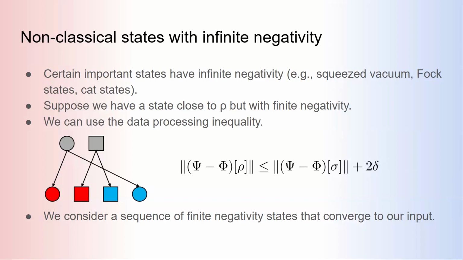Right? So suppose I have some sigma with finite negativity that is delta close to the rho with infinite negativity. I can apply this inequality. But then remember we don't want an additive constant. This delta looks like an additive constant because we'll never be able to get that to 0. But then we just pick another closest state. And I now need to justify the claim that there is this sequence of states of finite negativity that can get arbitrarily close.